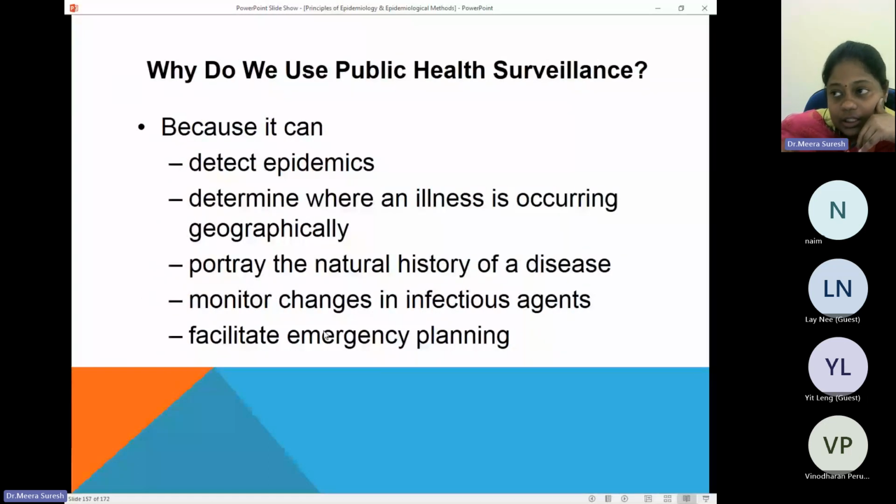And why do we use? Simple enough, to know what is the magnitude of a disease in a population, and if there is any epidemic that is coming up, which population is more affected, where we need to give more care, to get the natural history of a disease, etc. And if there is any change in infectious agents.